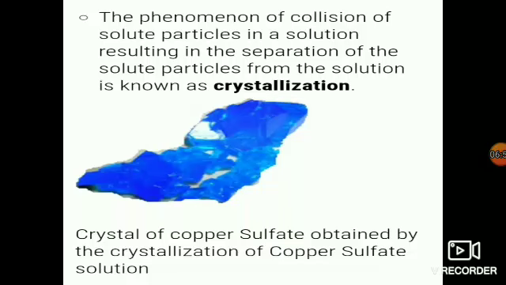So if you have taken such a saturated solution, then what happens? The solute particles collide with each other, because in water they are in motion, so they will collide with each other, and with the collision they result in the separation. They will separate out, and this process is known as crystallization. You have done the crystallization of copper sulfate, so that is an example of this. Crystals of copper sulfate are obtained by the crystallization of copper sulfate solution.